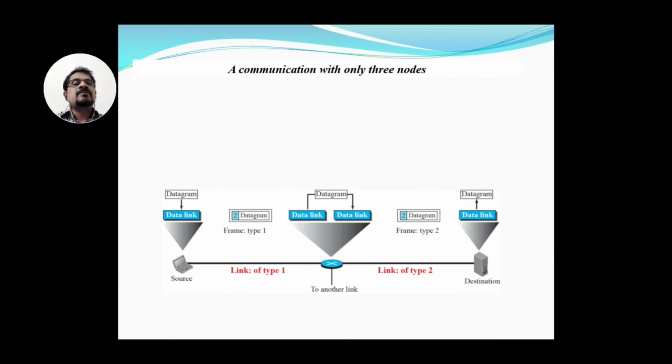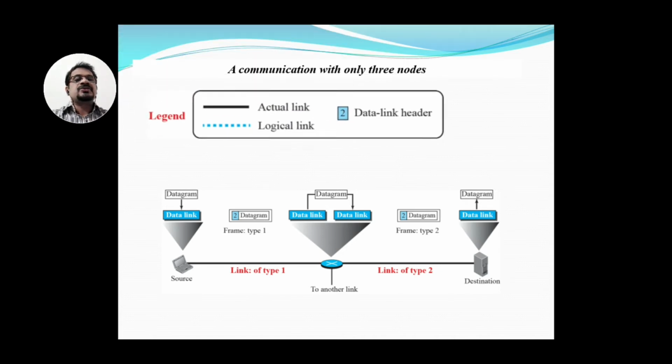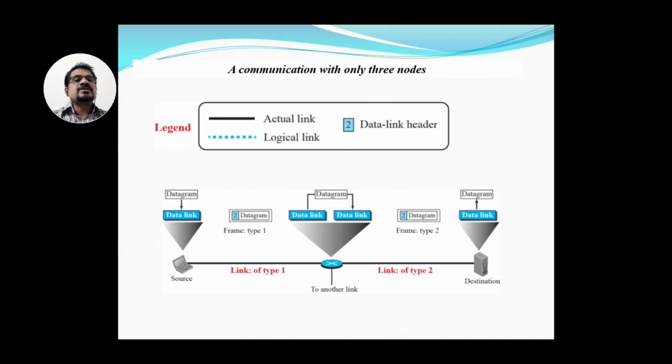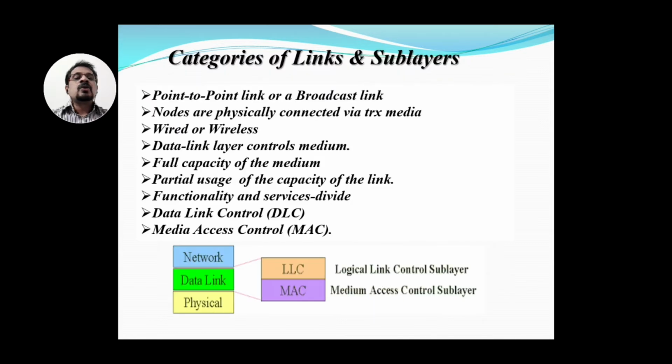So that datagram is going to be sent from one link to the next link. Once it receives the packet at the router, it is going to process it, and again it is going to be forwarded to the next destination nodes. This is how the communication is going to happen here. Whatever is an actual link, and whichever is shown as dotted lines, are going to be a logical link here. Now we will see what are all the categories of links and the sublayers.